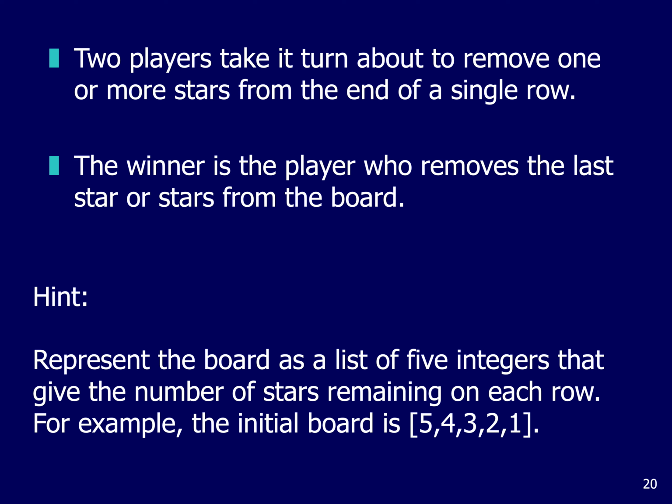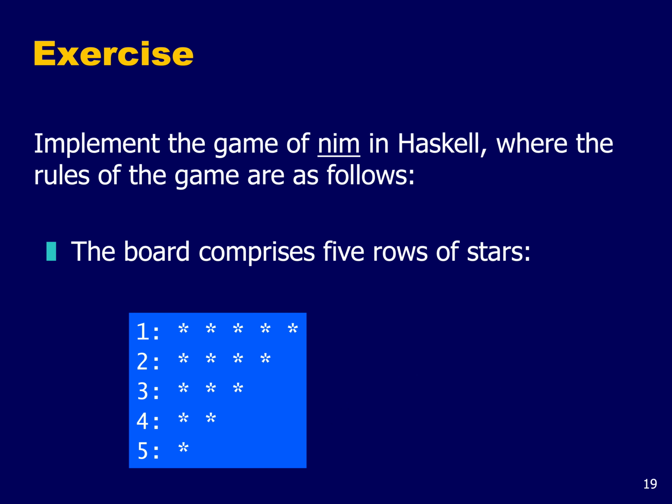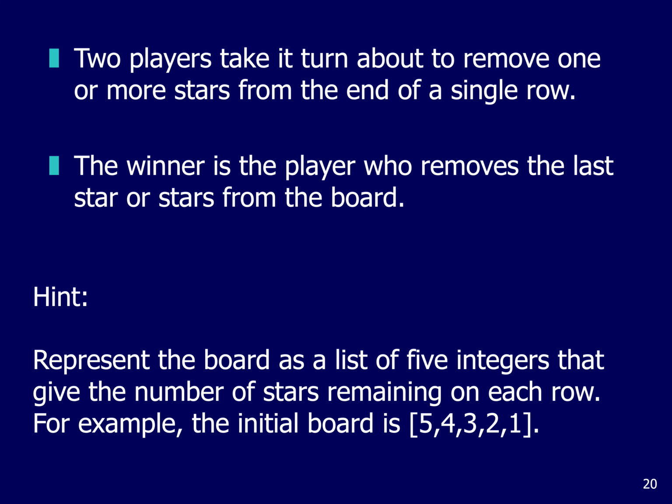So I suggest you maybe try and have a go at implementing this for yourself using the techniques about interactive programming that we learned about today. But I'm going to show you how to do it anyway in a live coding lecture next time around. But if you would like to have a go at it yourself, here is a hint. What I would suggest to you is that you represent the board as a list of 5 integers that give the number of stars remaining on each row. So for example, the initial board, which we had here, had 5, then 4, 3, and 2, and 1 stars. So you could represent that by the list 5, 4, 3, 2, 1.